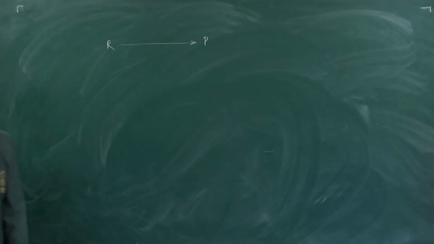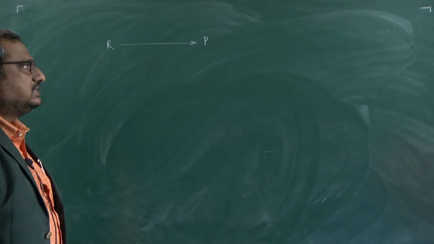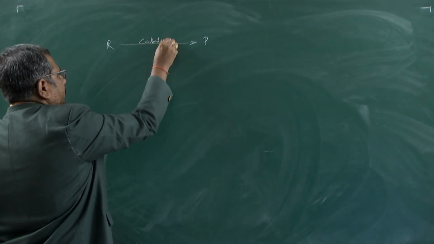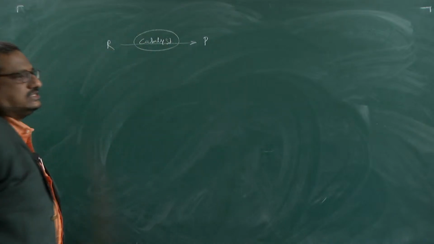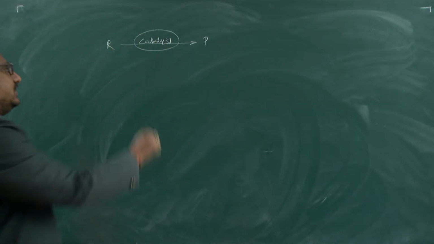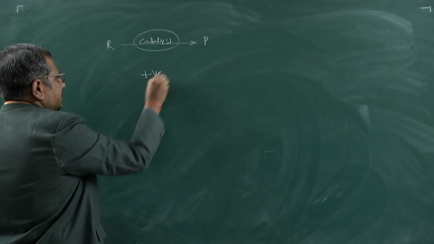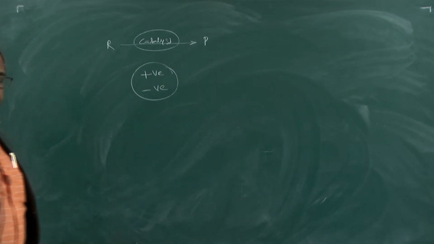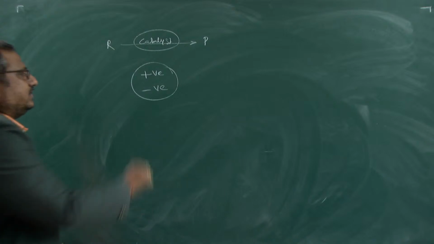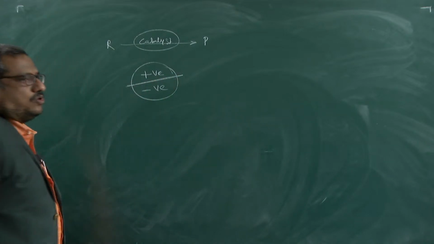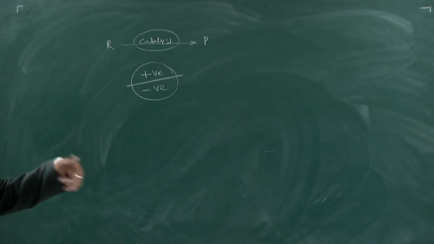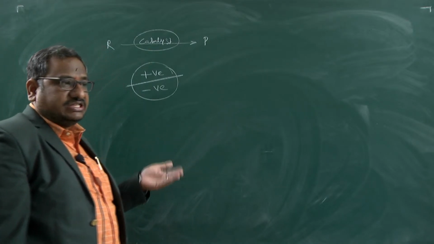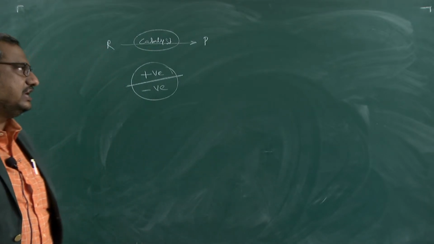In this condition, to enhance the rate of reaction, what are we using here? Catalyst. These catalysts are of two types. One is positive catalyst, another one is negative catalyst. Positive catalyst means the rate of reaction enhancing phenomenon is known as positive catalyst. The rate of reaction decreasing phenomenon is known as negative catalyst.